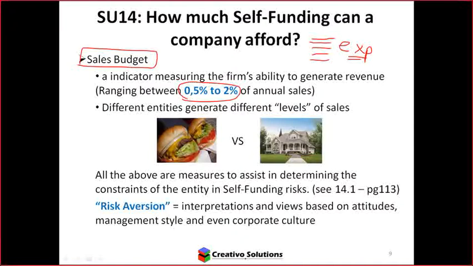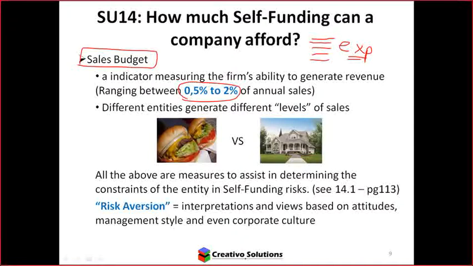So all of the above are measures to assist in determining the constraints of the entity in self-funding risks. They did give you a few examples in study unit 14, which I've just tried to refer you to there, in terms of some measures. It's on page 113 in your study guide.